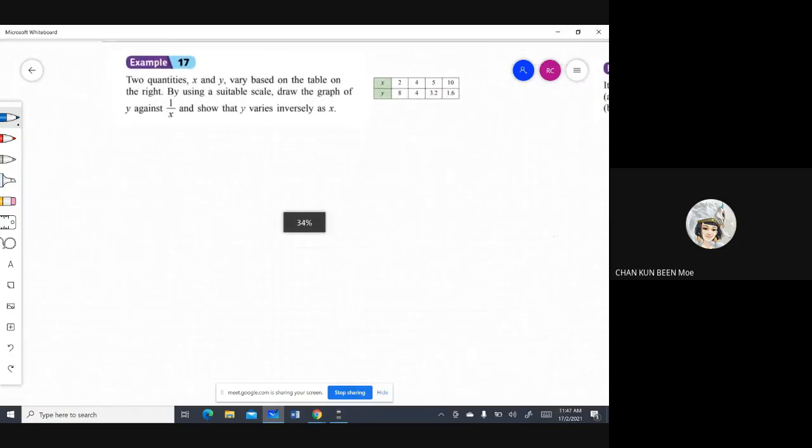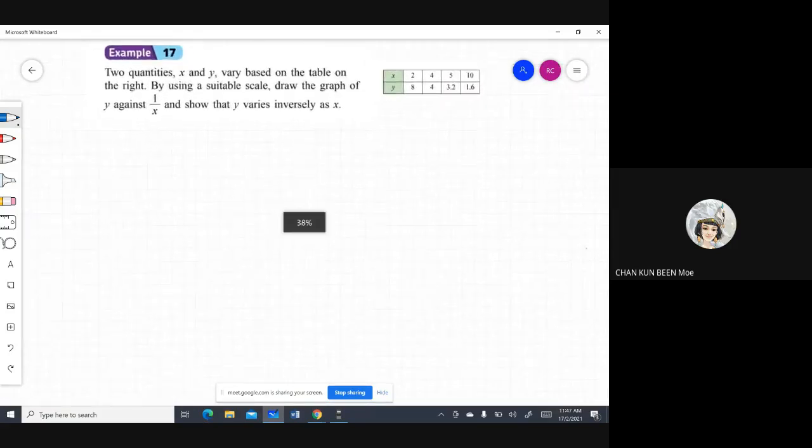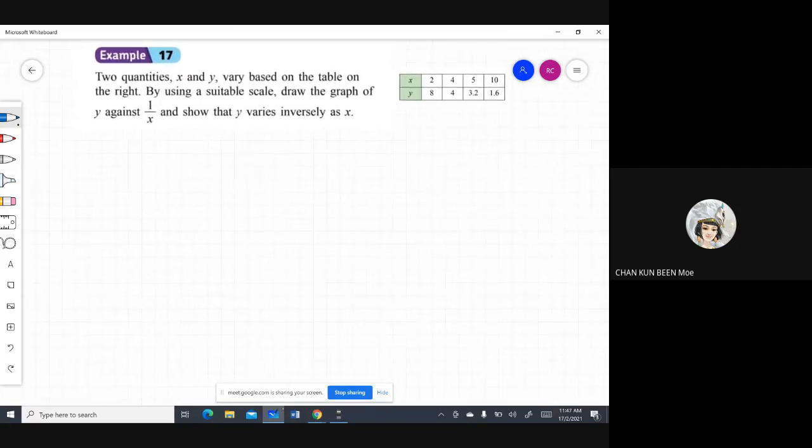Two quantities x and y vary based on the table on the right. The table shows the value of x is increasing, and then the value of y is decreasing. By using a suitable scale, draw the graph of y against 1 over x, and then show that y varies inversely as x.